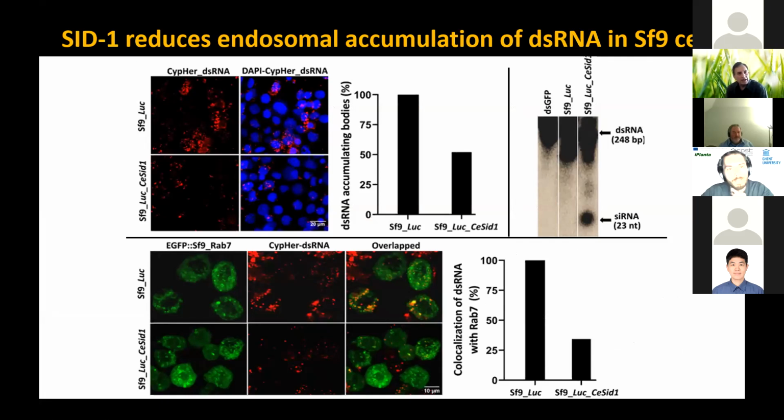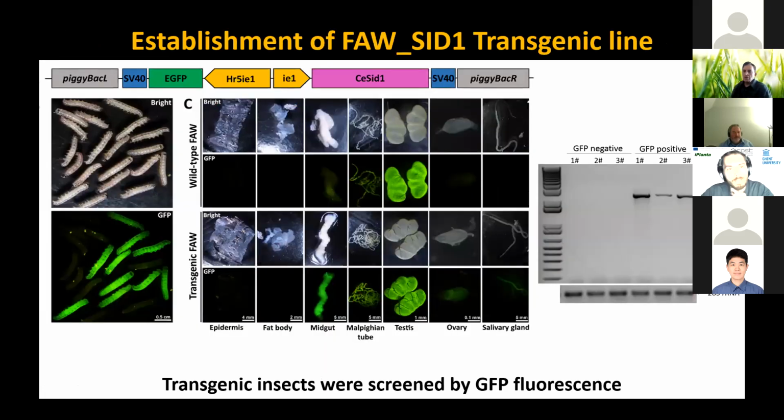in improving the RNAi. This slide is showing that when we express SID1 in SF9 cells, the accumulation of the dsRNA in these cells goes down. That is the graph here, about 50%. And we don't see processing of dsRNA to siRNA in normal SF9 cells, but once we express SID1, we can begin to see the processing of dsRNA to siRNA, showing that RNAi is working when we have SID1 expressed in these cells.